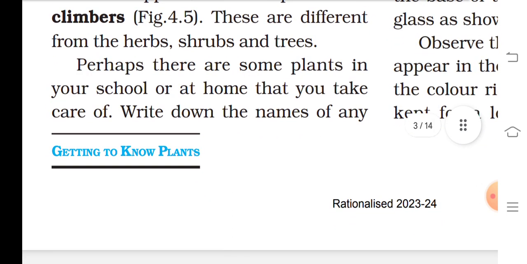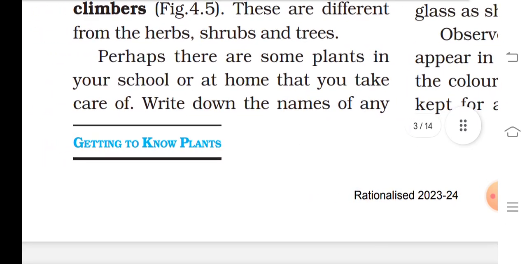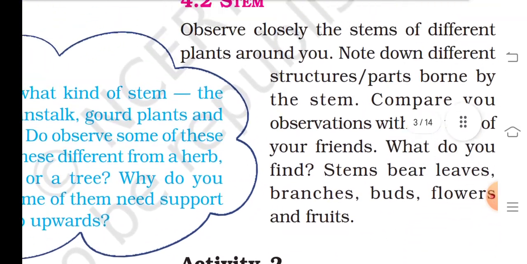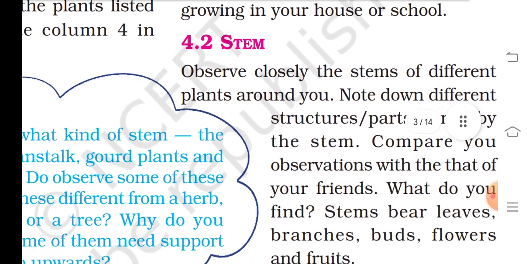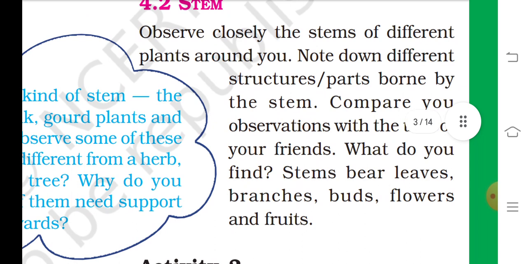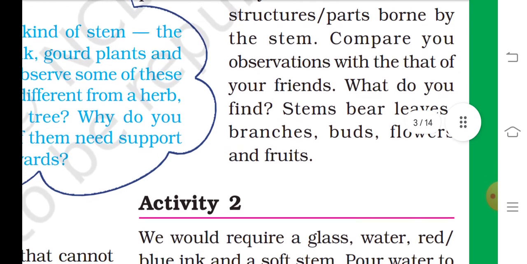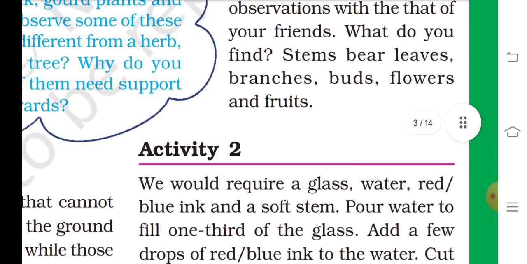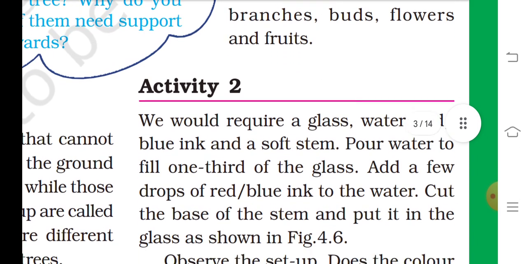Perhaps there are some plants in your school or at home that you take care of. Write down the names of any two. Stem. Observe closely the stems of different plants around you. Note down different structures or parts grown by stems. Compare your observations with those of your friends. What do you find? Stem bears leaves, branches, buds, flowers and fruit.